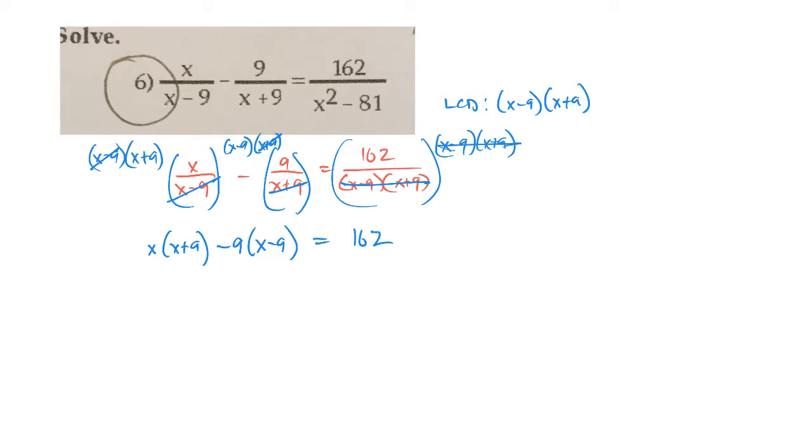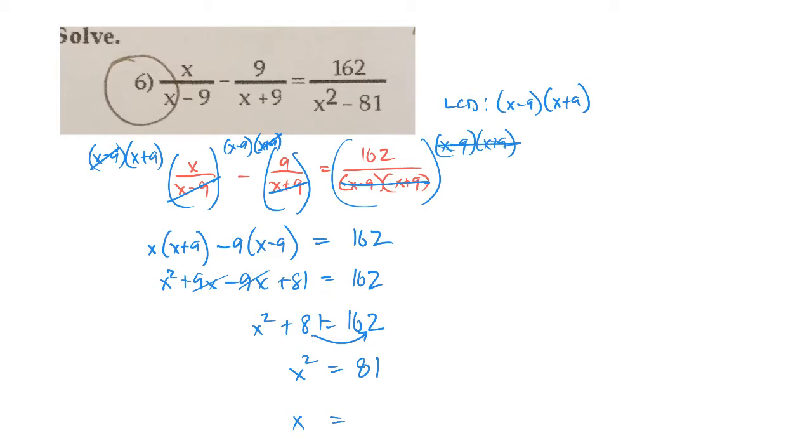Now I have no fractions, now away I go and solve. So x squared plus 9x minus 9x plus 81 equals 162. These cancel out. So I'll have x squared plus 81 equals 162. Move the 81 to this side. X squared is equal to 81. I think that's what you get when you subtract it. And then take the square root of both sides, and I get plus or minus 9.